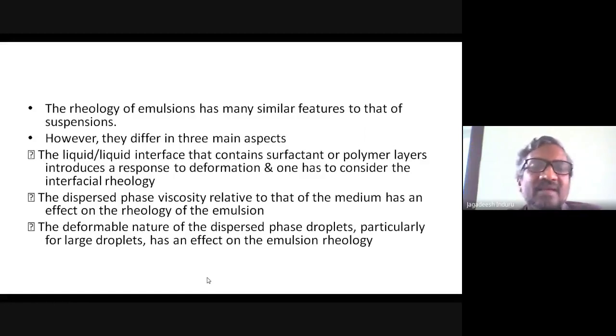So here the dispersed phase viscosity is what we view as having an impact. And the deformable nature of the dispersed phase matters, because the globules may be flexible, or we may make some sort of cross-linking and make them harder. They cause variations in the emulsion rheology and flow properties. So we need to study them because of these variations for the emulsion.